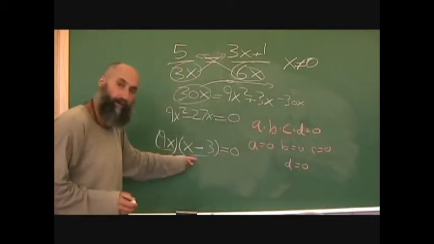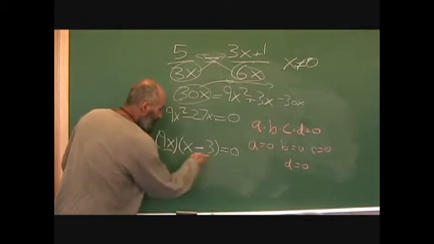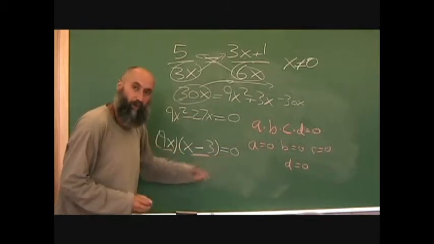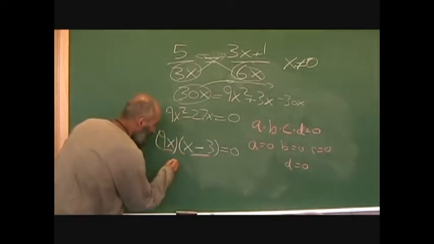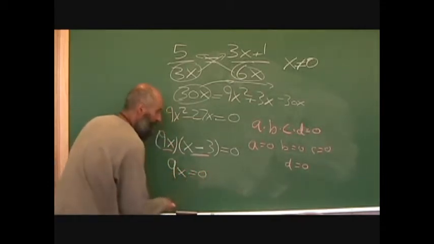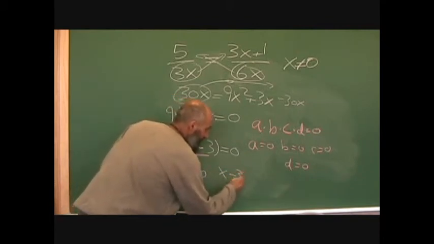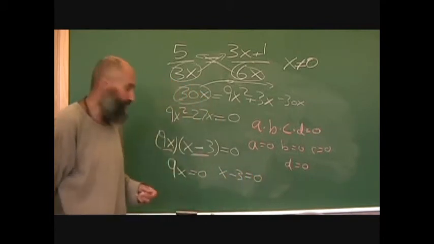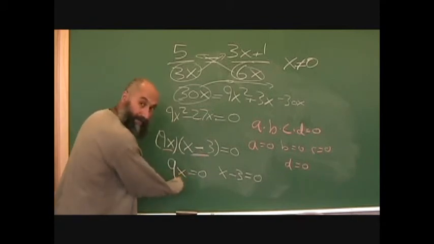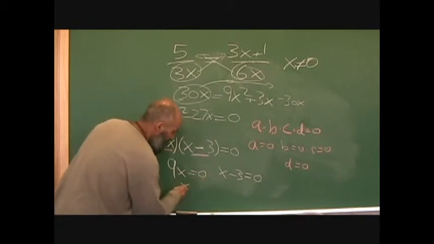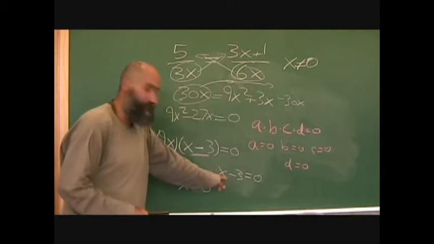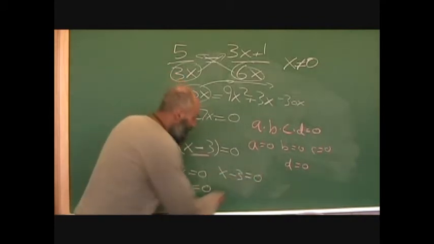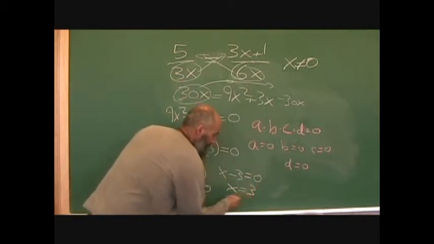This is the same thing. When we have two terms multiplied together to give you 0, the way you solve this is, you set each one equal to 0. So over here, you would go 9x is equal to 0. And over here, you're going to go x minus 3 is equal to 0. The solution to the first is you just divide by 9, and 0 divided by 9 is 0. So your solution here is x is equal to 0, and your solution here is, you move the 3 over, so x is equal to 3.